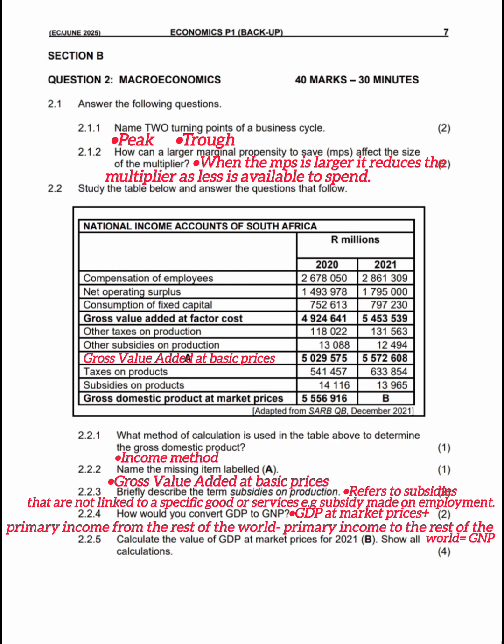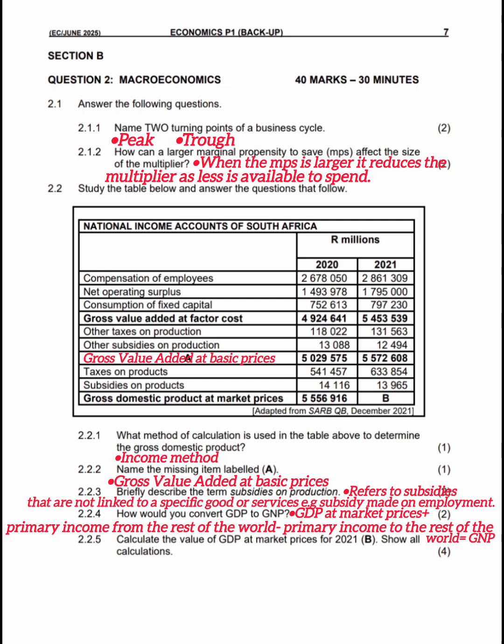And then we have our 2.2.5. Calculate the value of GDP at market prices for 2021. Show all calculations. So let's go to our table. So one thing that could be confusing is that maybe you don't know what to add or what to minus. So you can start on your 2020 and see how they converted, right? So here they said gross value added at basic prices plus taxes on products minus subsidies on products, and then they got gross domestic product at market prices.